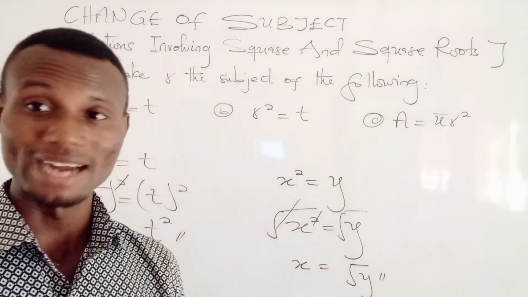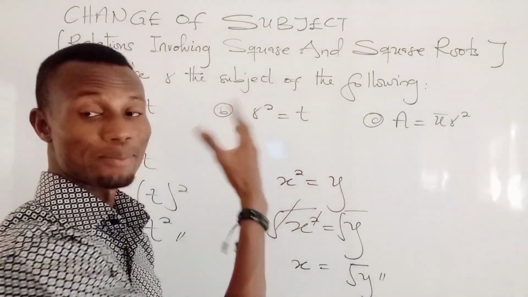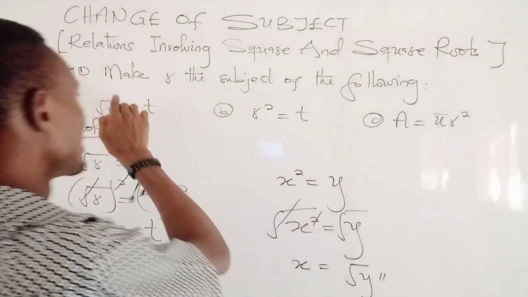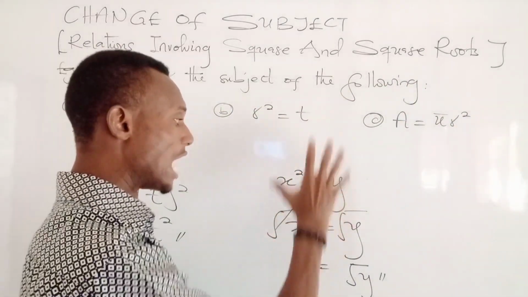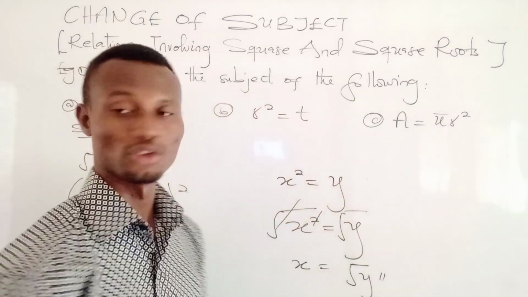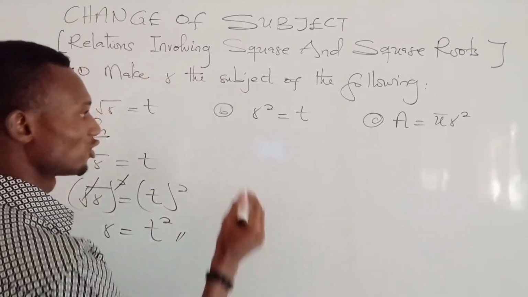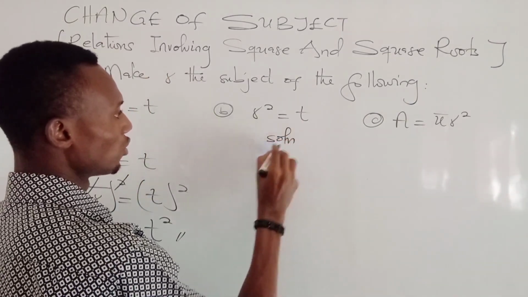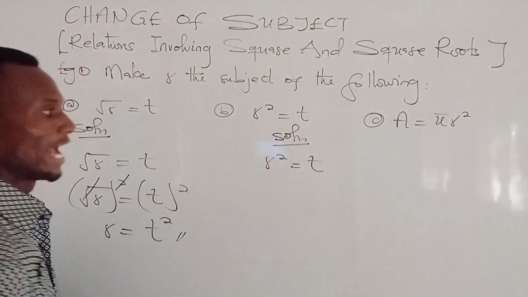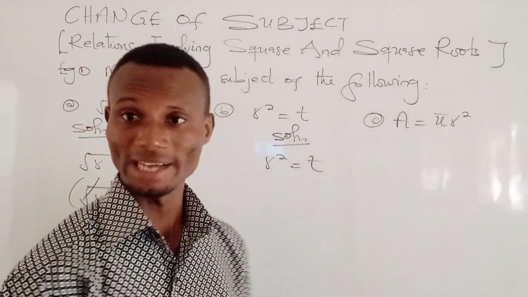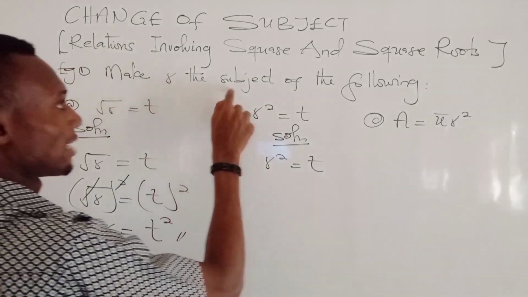So with the same understanding, we are going to solve the B as well. We have R squared equals T, and we are being asked to make R the subject. From the question, it says make R the subject of the following. So we are making R the subject from this. I'm going to clean this one from here so that we can do the B. So let me clean this and let's go ahead and do the B. I'm going to write down my solution. So I have R squared equals T, and we are being asked to make R the subject from the given equation, because the question says make R the subject of the following.